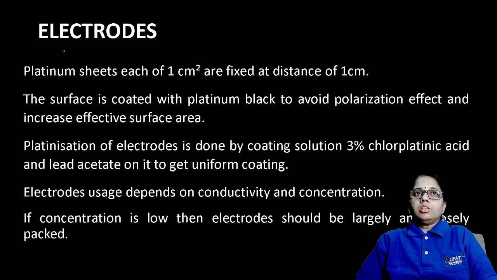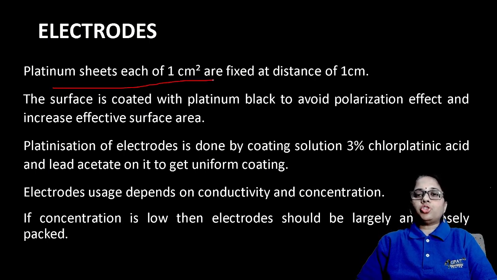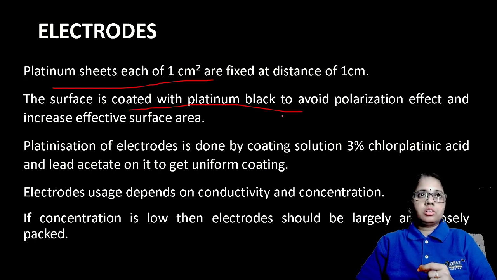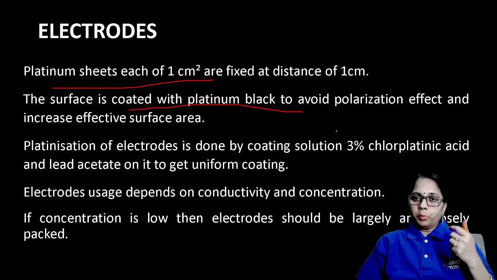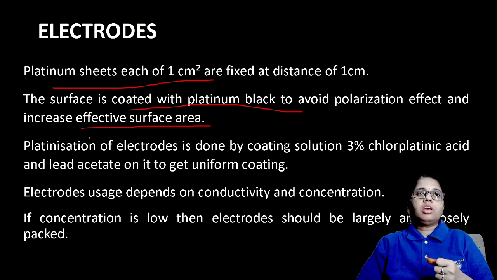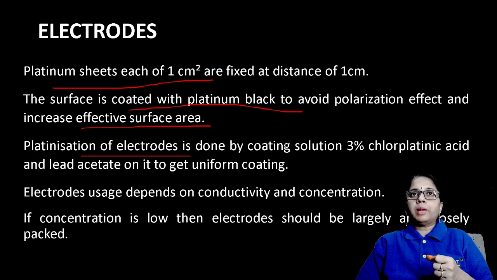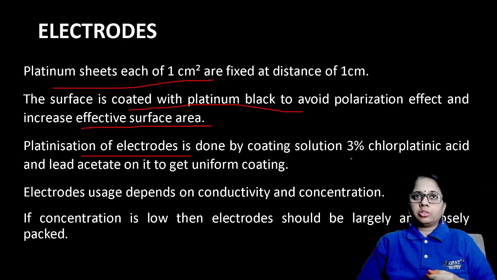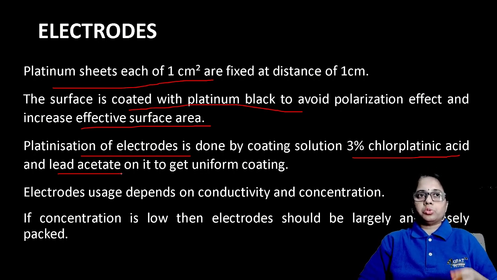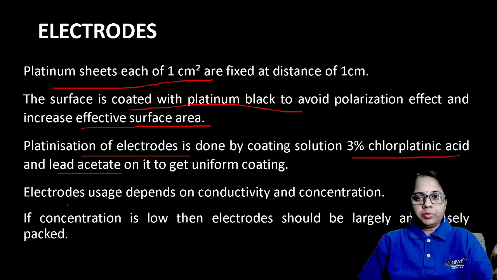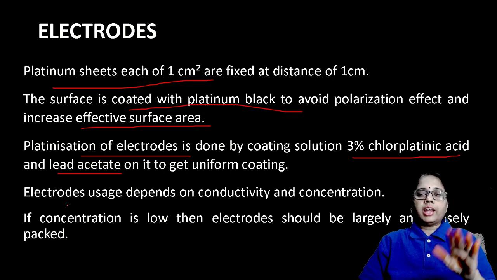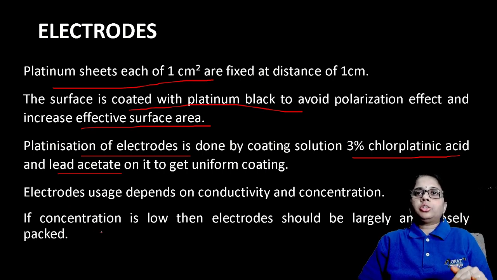Coming to the electrodes, platinum sheets each of 1 square centimeter are fixed at a distance of 1 centimeter. The surface is coated with platinum black, to avoid the polarization effect and increase the effective surface area. Platinization of the electrodes is done by coating with a solution of 3% chloroplatinic acid and lead acetate to get a uniform coating. Electrode usage depends on the conductivity and the concentration too. If the concentration is low, then the electrodes should be large and closely packed.